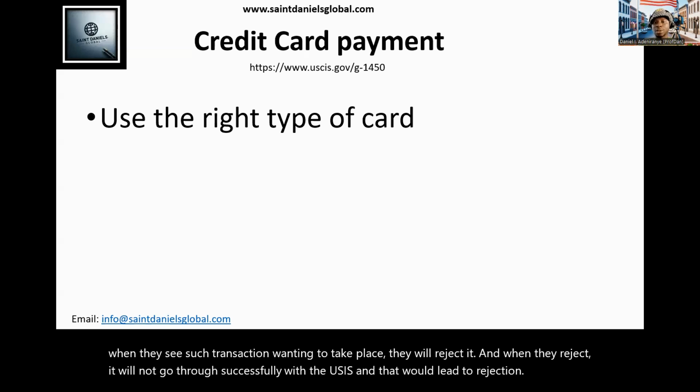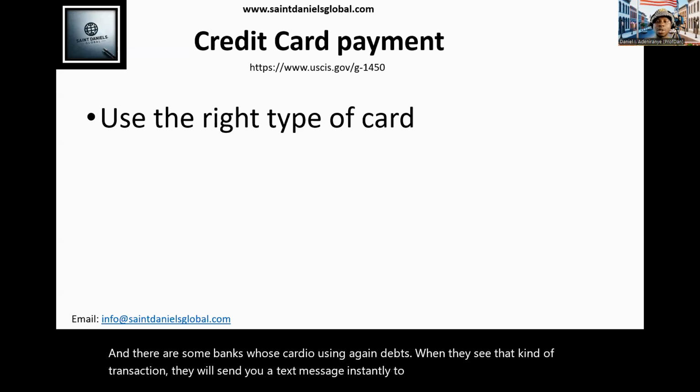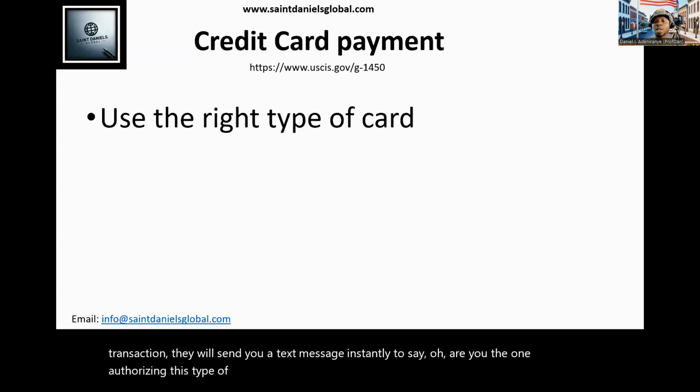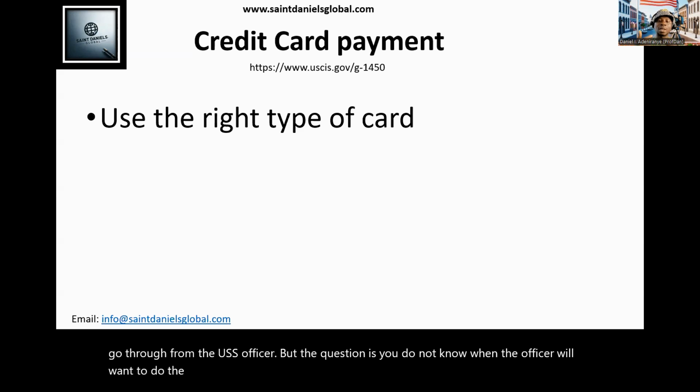And there are some banks whose card you are using that, when they see that kind of transaction, will send you a text message instantly to say, "Are you the one authorizing this kind of payment?" If you click yes at that point in time, then the payment will go through from the USCIS officer. But the question is, you do not know when the officer will want to do the transaction. So you might not be alert when such a text message comes to you.